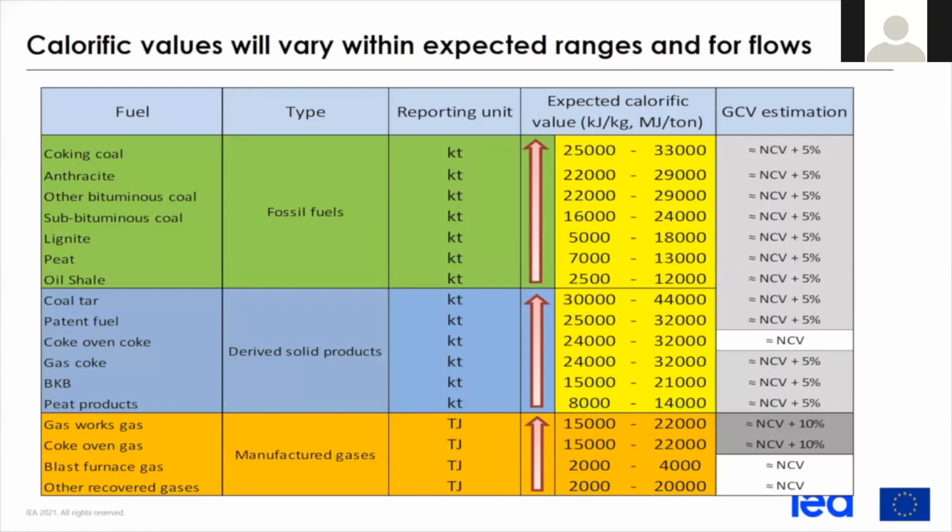And also, depending on which products, we would expect the variation between the NCV and the GCV to be around 5 or 10%. So this slide is available right now, so please don't hesitate to refer to it if you have doubts on the value you obtained for a specific product that you would encounter.